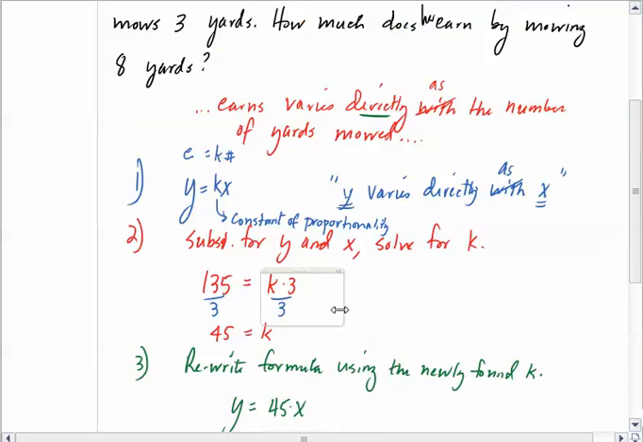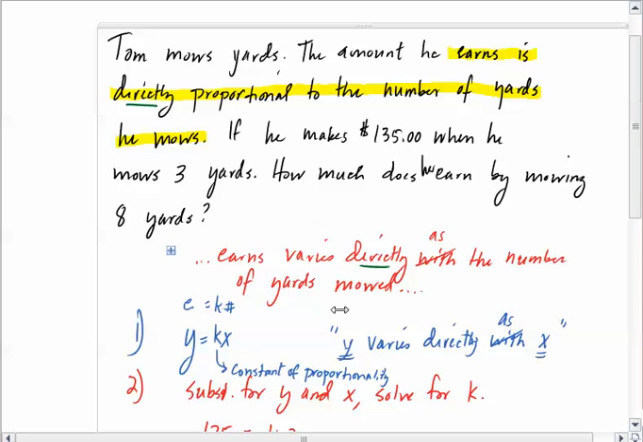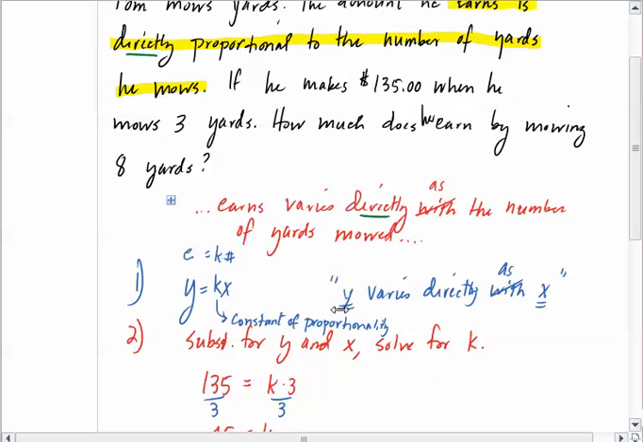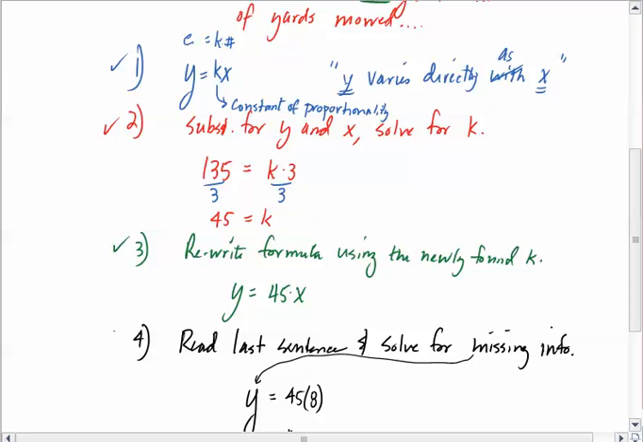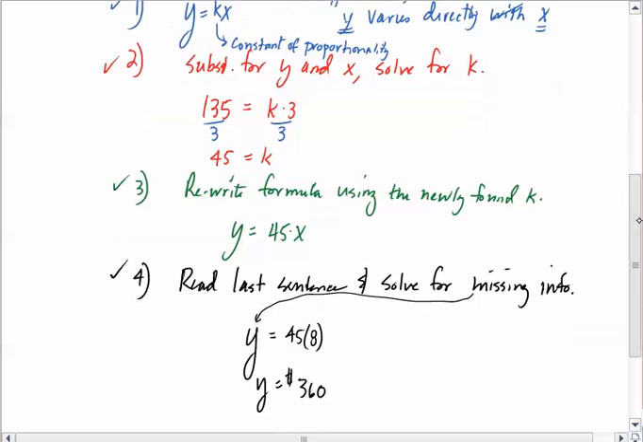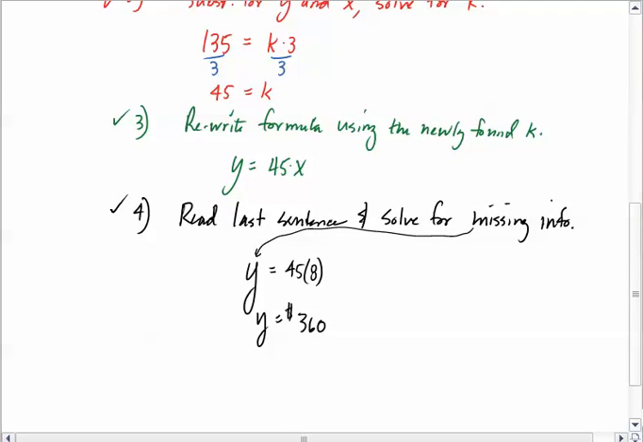Okay, so let's go back to the beginning and make sure we answered the question. Tom mows yards. The amount he earns is directly proportional to the number of yards he mows. If he makes $135 when he mows 3 yards, how much does he earn by mowing 8 yards? The first step was to write the formula for direct proportion or direct variation. The second step was to dump in the numbers for y and x and solve for k. The third step is to rewrite the formula with the newly found k in it, so that with the last step we can find the information they want us to find. They're going to give us one of the variables. We're always going to be asked to find the missing one.